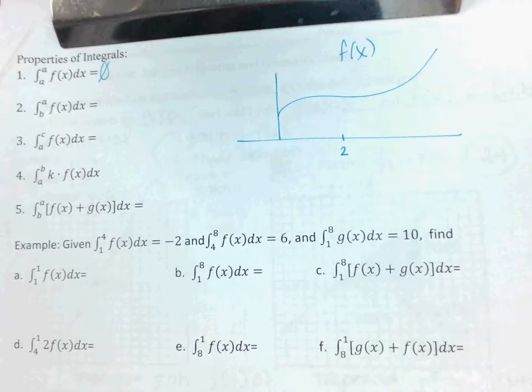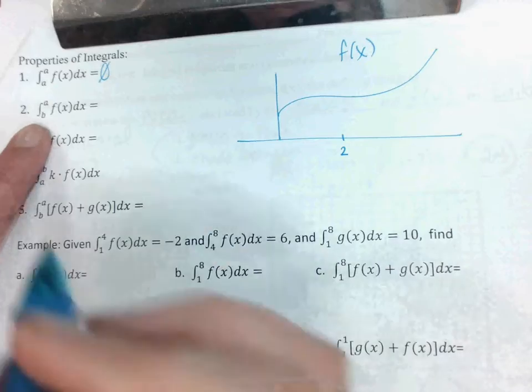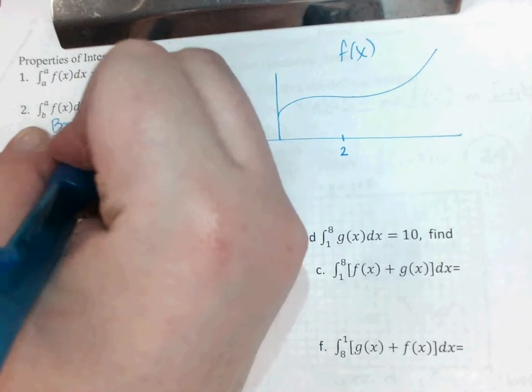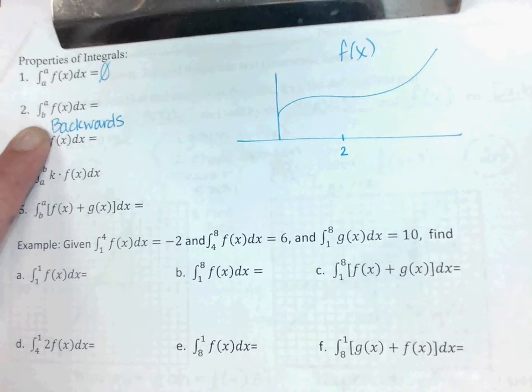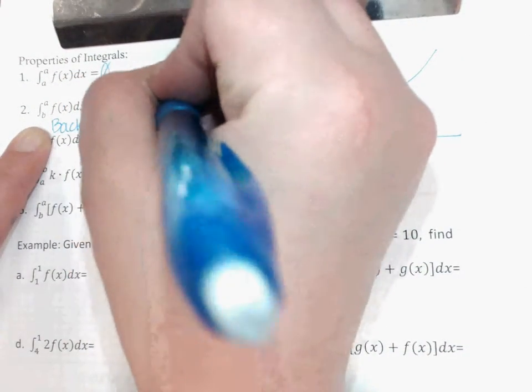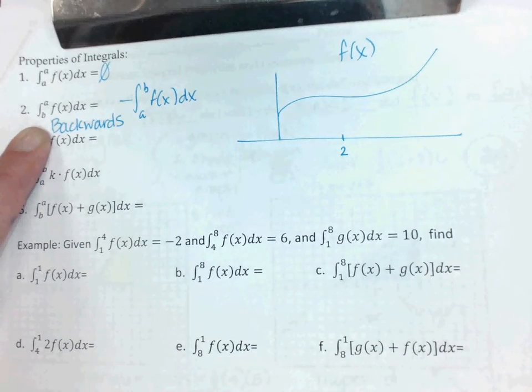So the first property is that any time your integral starts and stops at the same number, it's going to be 0. Okay, the second property is when your endpoints are backwards and the bigger number, which is supposed to be on top, is actually on the bottom, you're going to just change the sign. So you'll still find the integral from a to b, but then you're going to put a negative on it. So any time it's backwards instead of the correct order, you'll change the sign.